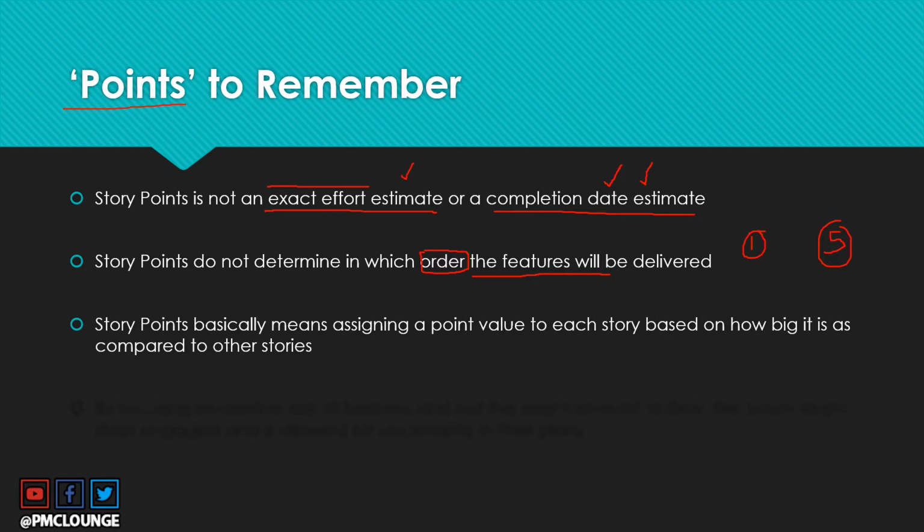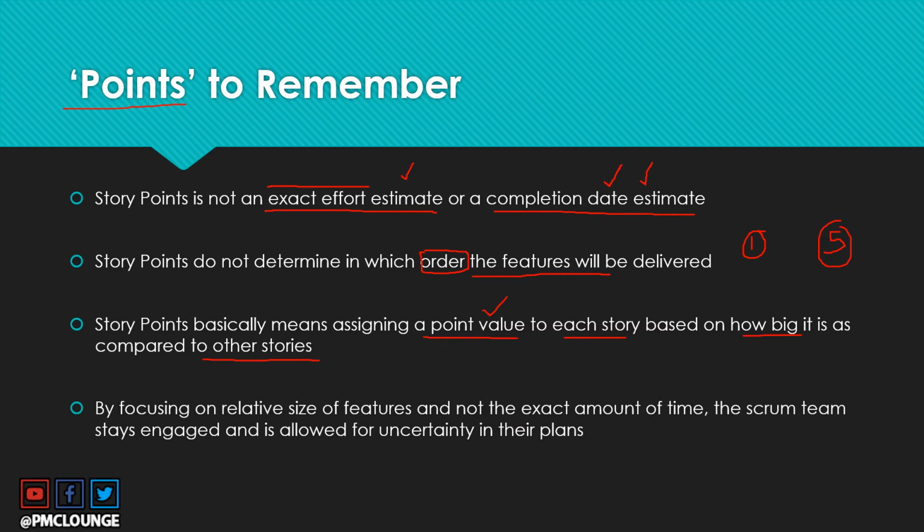What exactly are story points? It means assigning a point value, it could be 1, it could be 5, to each story in your backlog based on how big it is as compared to other stories in the backlog. So you take a look at a user story, you compare it with how big it is as compared to other user stories that you have, and then you give it a point value. It could be 1, 5, 10, whatever your team decides on.